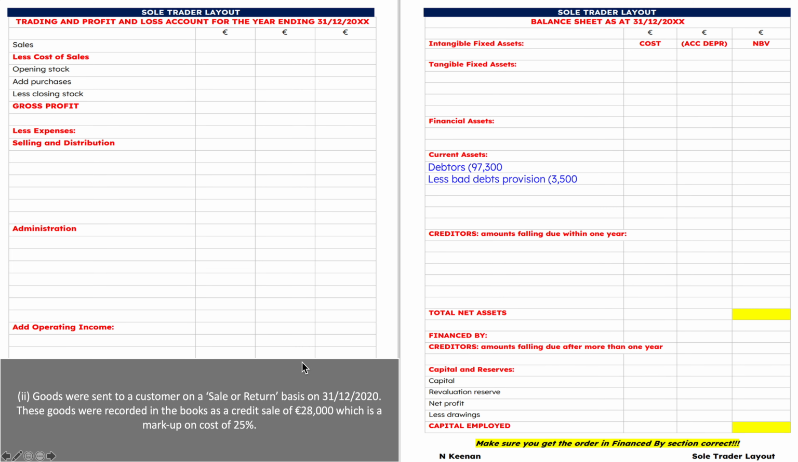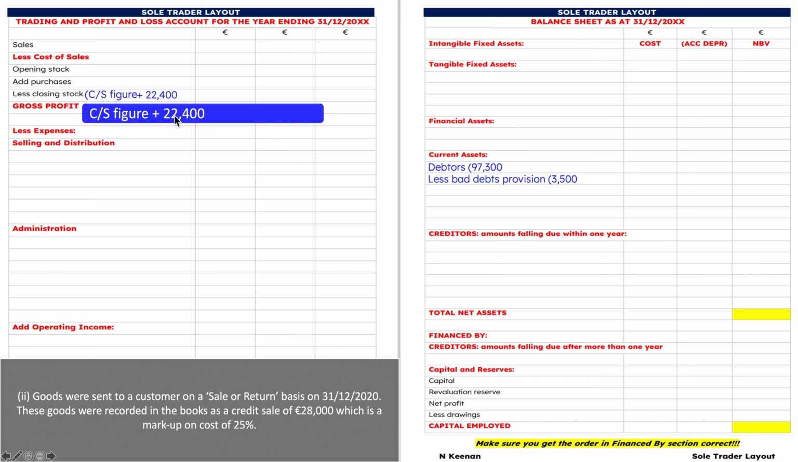Right, so let's go. So goods were sent to a customer on a sale or return basis at the end of the year. These goods were recorded in the books as a credit sale of 28,000, which is a markup on cost of 25%. Okay, so the bookkeeper should not have recorded them as a credit sale. So you have to rewind the credit sale of 28,000. So how do we do that? Well, we want to add the closing stock back to the closing stock figure.